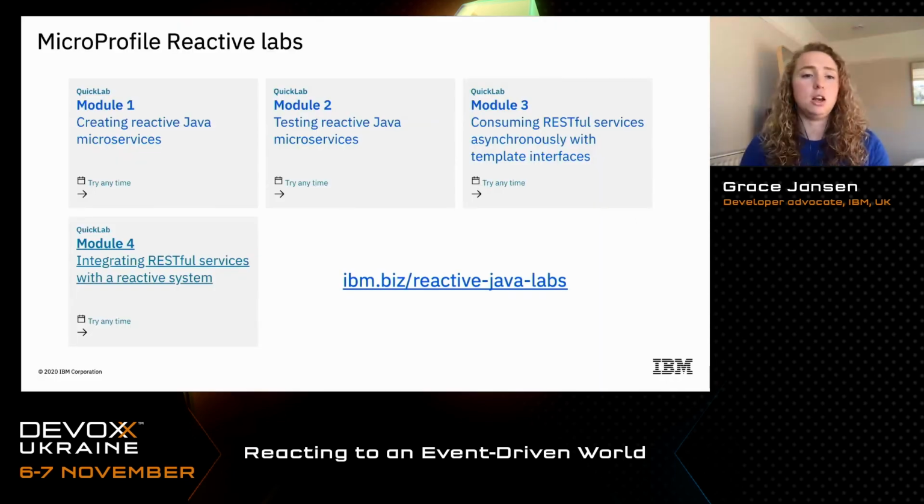So we're going to take a look at how we can actually go about building a reactive application. And I'm going to show you just how easy it is to get started with some of those toolkits and frameworks when we're building Kafka applications in a reactive manner. So we produced these reactive labs. They are all based on the MicroProfile specification. So we've got, I think, about 7 in there.